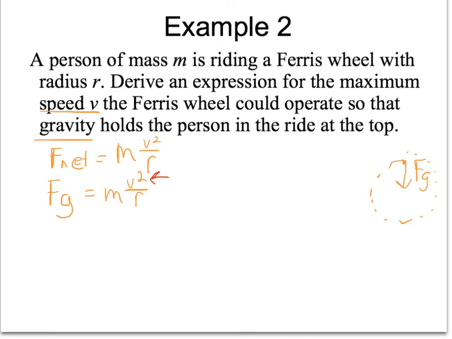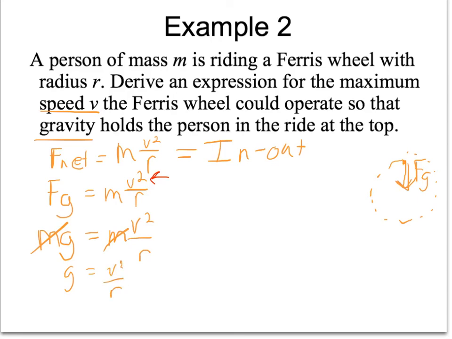So to solve this, let's go ahead and put in what gravity would be. mg equals mv squared over r. And here, gravity will be positive because in this case, if we did in minus out, gravity is an in force. It points inward, and the in forces are positive. The m's cancel, and I get g equals v squared over r, meaning that gr equals v squared. Take the square roots of both sides, and I get v equals the square root of gr.